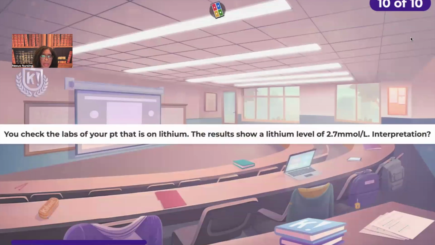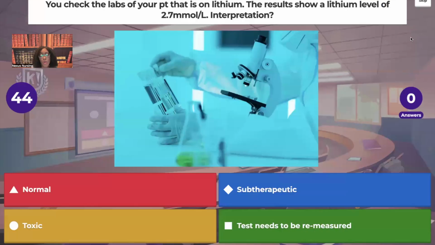Okay, you check the labs of your patient that's on lithium, and the results show a lithium level of 2.7. What would be your interpretation of this? Is it normal? Is it subtherapeutic? Is it toxic? Or does the test need to be remeasured? What do you guys think?